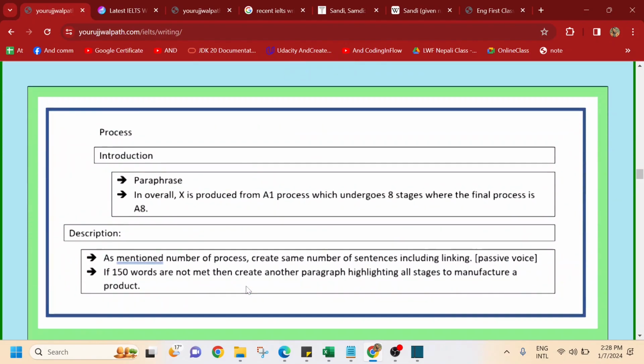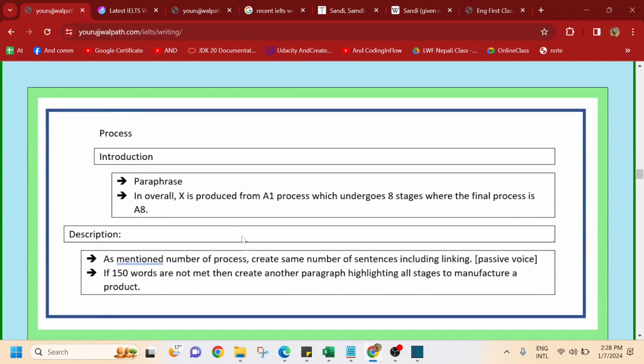The last one is about the process. Here on the process, your introduction should contain a paraphrase of the question, and as there will be a process, you'll say in overall something X is produced from A1 process, which undergoes 8 stages, where the final stage is A8. The main thing is you should present the first stage and the last stage along with the number of stages included to produce the item shown in the picture. That will be your introduction, and in your description, as mentioned the number of stages, if you say there are 8 stages, then 8 sentences should be there with some kind of linking, and of course the passive voice.